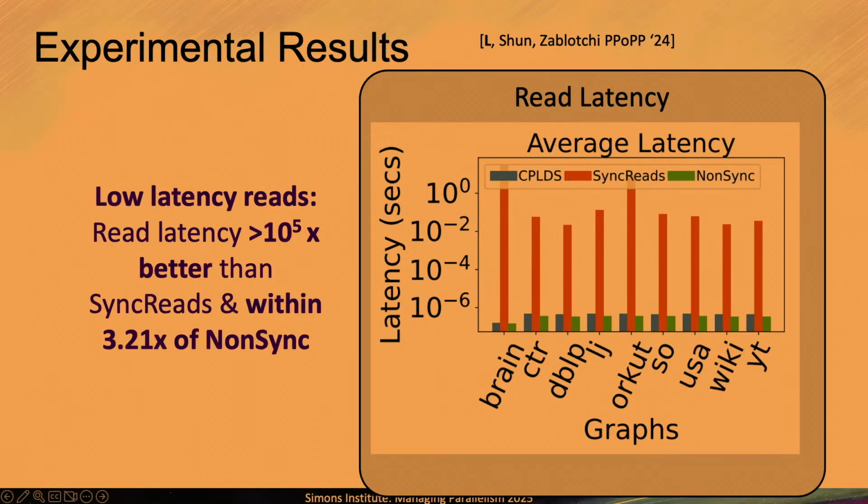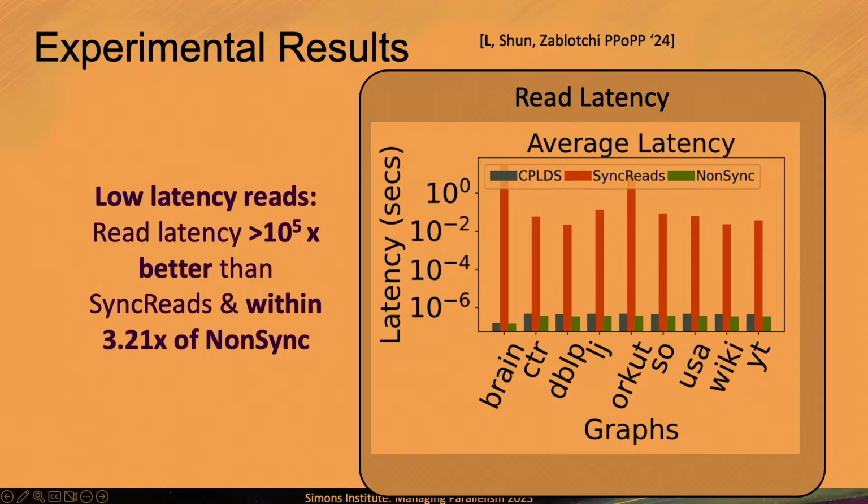OK, so the read latency. So I'm going to show the graph for the read latency first. So the read latency, we get 10 to the 5 orders of magnitude better than our synchronized reads. So this is synchronized reads. Updates take pretty long, so the latency is the worst for synchronized reads. The latency for non-synchronized reads is the best, but we obtain within a 3.2x factor of the non-synchronized reads.